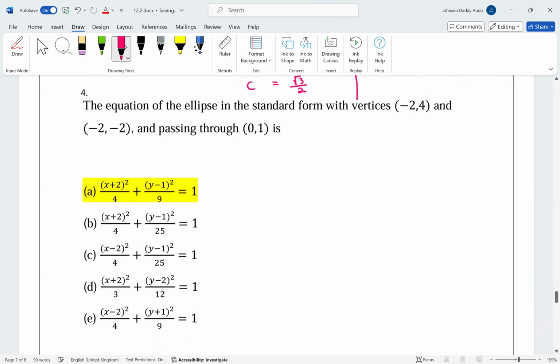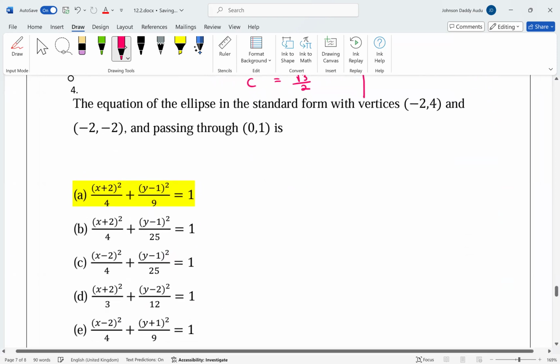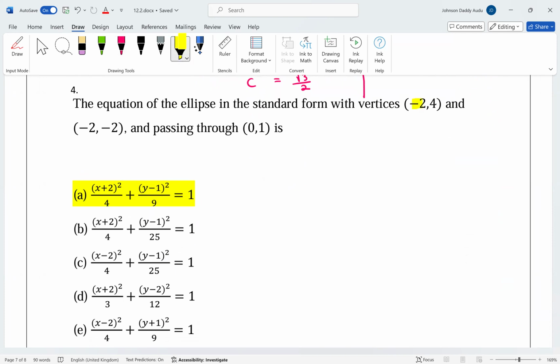Then number 4 says the equation of the ellipse in standard form with vertices this. So here, if you look at the vertices now, what is not fixed? This guy is fixed. So it means H is fixed. So it means that this is going to be a vertical one.